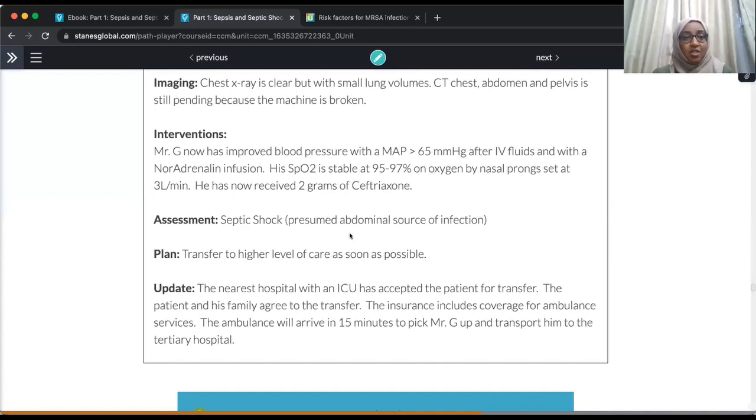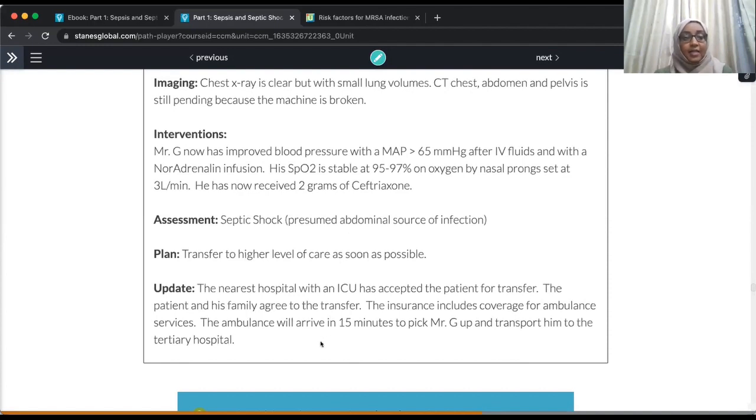CT, chest, abdomen, and pelvis is still pending because the machine is broken. Interventions that were done, Mr. G now has improved blood pressure with a MAP of more than 65 millimeters of mercury after IV fluids, and with a noradrenaline infusion. His SpO2 is stable at 95-97% on oxygen by nasal prongs, set at 3 liters per minute. He has now received 2 grams of ceftriaxone. On assessment, septic shock, presumed abdominal source of infection, and the plan is to transfer to a higher level of care as soon as possible.